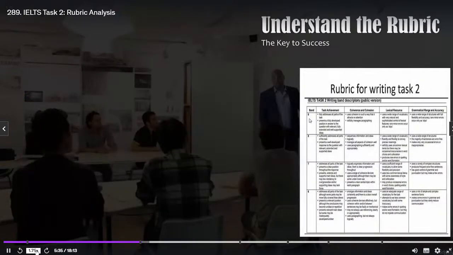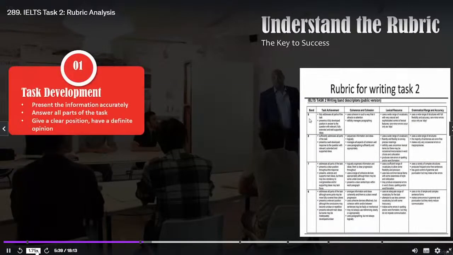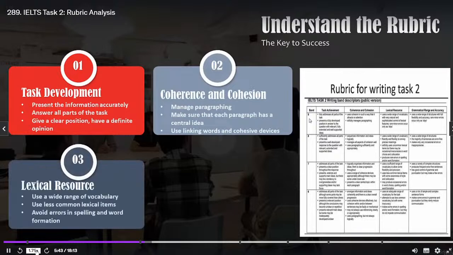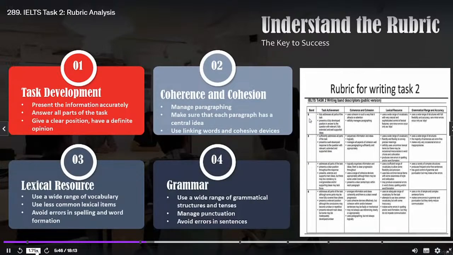Okay, now here we're going to take a look at the 4 basic categories that you're going to see on the public version of the rubric. And we're talking about task development, coherence and cohesion, lexical resource, and grammar. That's what you're going to see on the public version of the rubric. However, in the previous screen, I really broke that down for you in terms of all the different scoring criteria that make up task development, coherence and cohesion, lexical resource, and grammar.